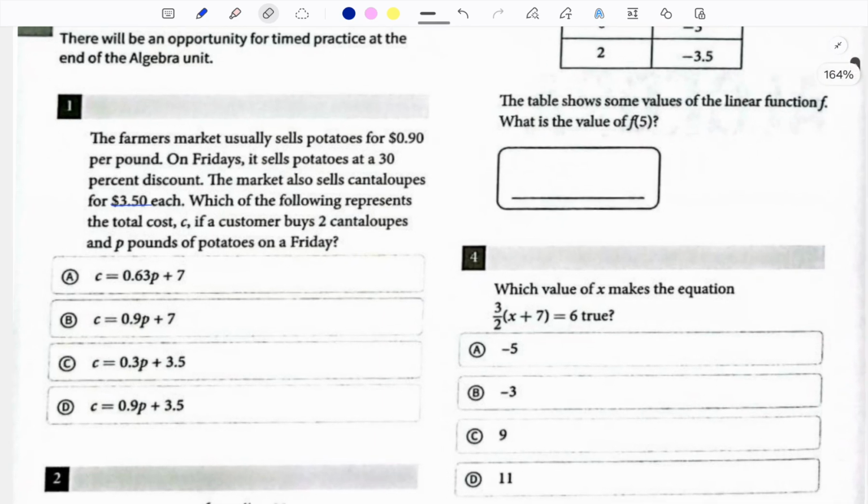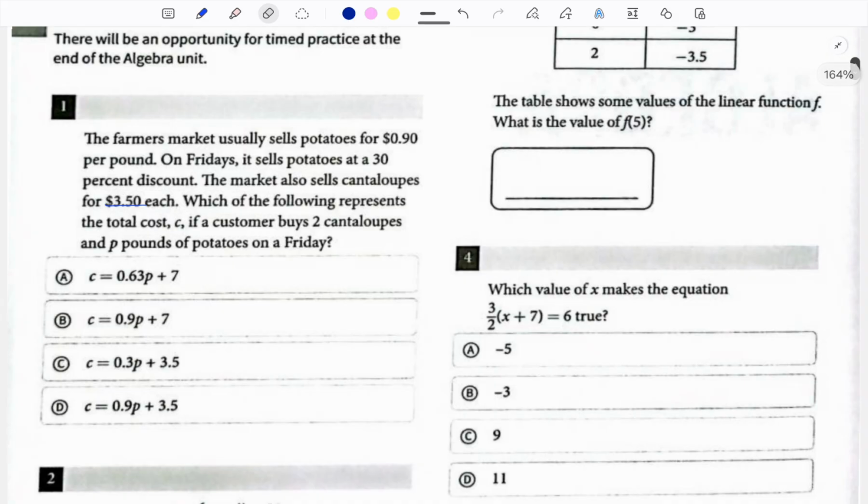So the first one, the farmer's market usually sells potatoes for $3.90 per pound. On Fridays, it sells the potatoes at a 30% discount. The market also sells cantaloupes for $3.50 each. Which of the following represent the total cost C if a customer buys 2 cantaloupes and p pounds of the potatoes on a Friday? So based on the condition of this question, there is a 30% discount on Fridays.